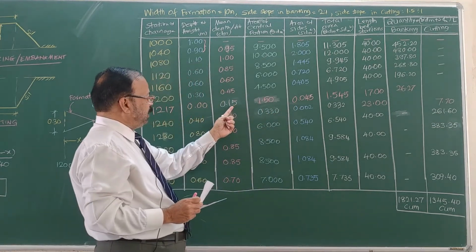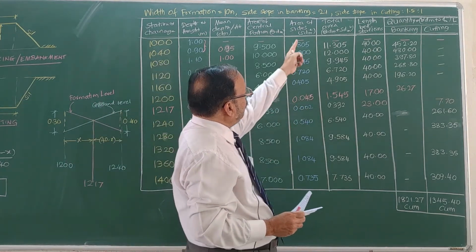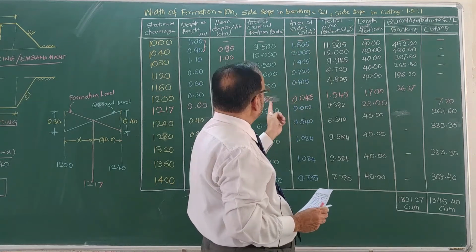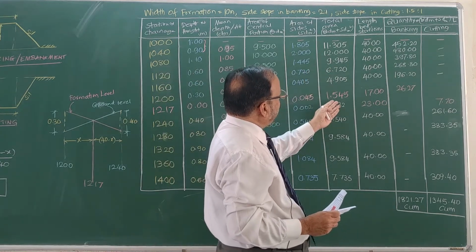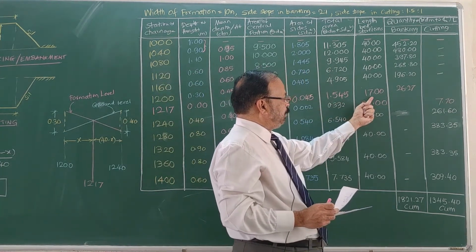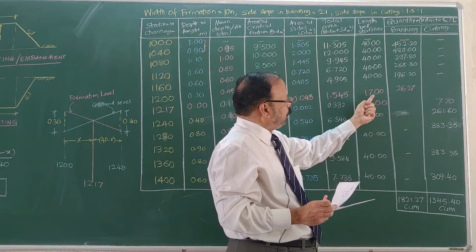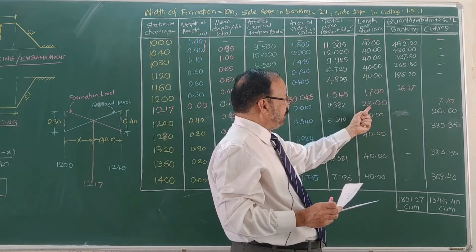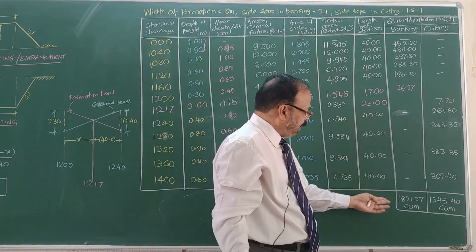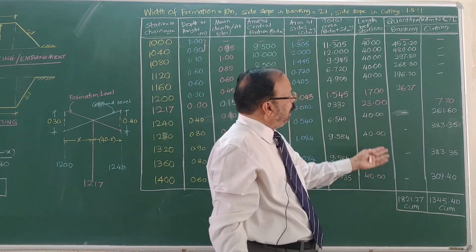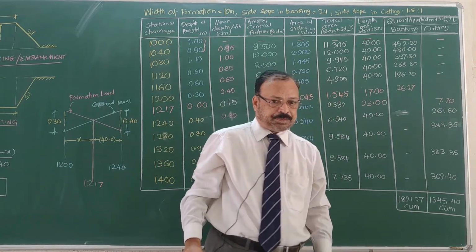So this much portion is in banking, afterwards it is in cutting. So you have to multiply it by 2 into 0.15 square. So we will get the total area multiplied by the length between the stations. The previous station is 1200 and at 1217 it is 0. So it is 17 meters, then the remaining is 23 meters. So both together again you will get 40. So the total banking quantity will be 1821.27 cubic meters and the total cutting quantity will be equal to 1345.4 cubic meters. Thank you.